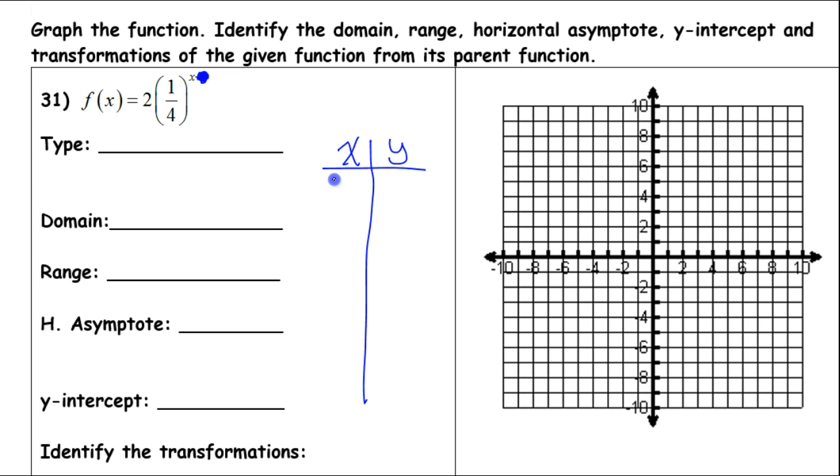Because we're starting with the parent function, we can always start with the x values negative 2, negative 1, 0, 1, and 2. And we just need to find the y values that go with these x values. For now, we're not dealing with the 2 either. So we're just doing 1/4 to the x power. You'll see what I do with the 2 in a minute. Because we have an a value, we're going to need a third column, but that comes in a minute. So 1/4 to these powers.